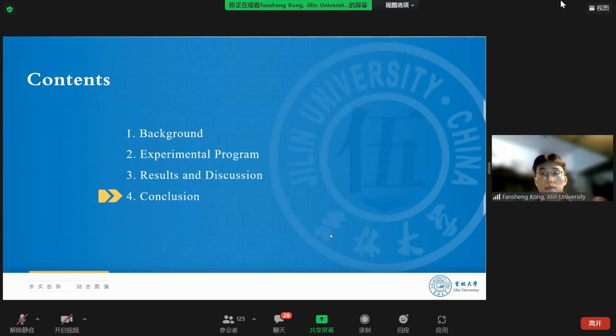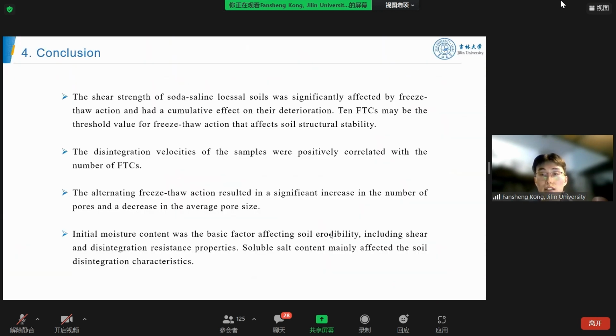Part 4, conclusion. 10 freeze-thaw cycles may be the threshold value of freeze-thaw action that affects the soil shear strength. The disintegration velocity of the soil is positively correlated with the number of freeze-thaw cycles. The alternating freeze-thaw action results in a significant increase in the number of pores and a decrease in the average pore size. Initial moisture content was the basic factor affecting soil erodibility, and soluble salt content mainly affected the soil disintegration characteristics.